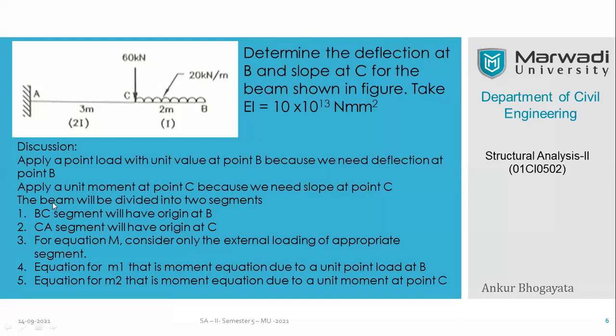Okay, so let's go ahead, apply a unit moment at point C because we need a slope at point C. I'm just roughly discussing the solution with all of you, and I'm sure that most of you have already begun the solution. So the beam will be divided into two segments.